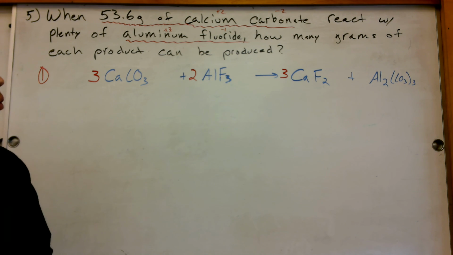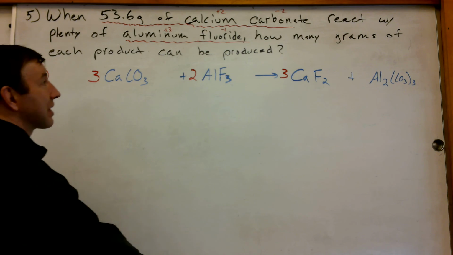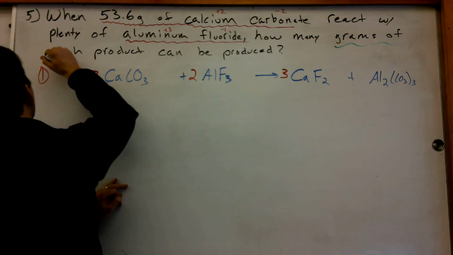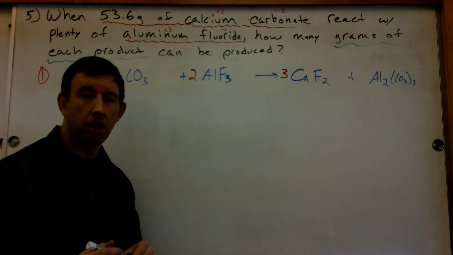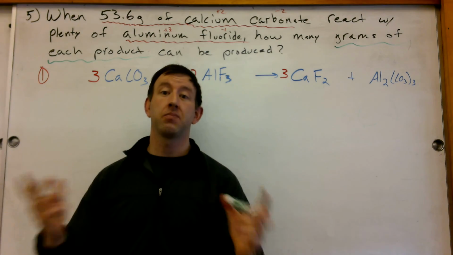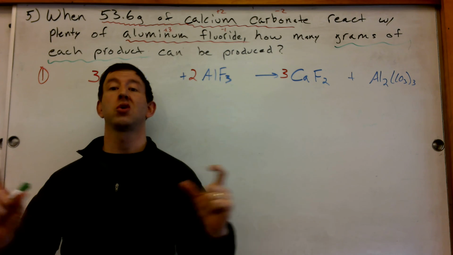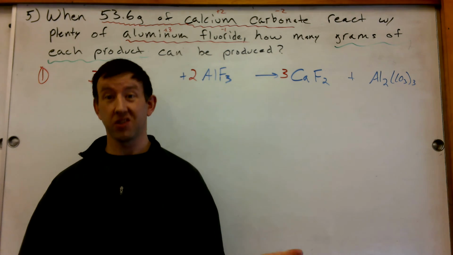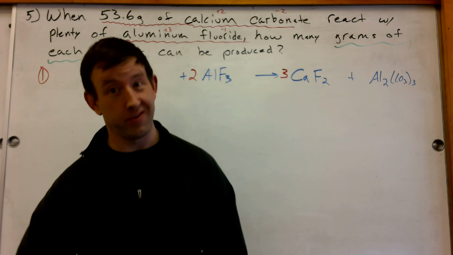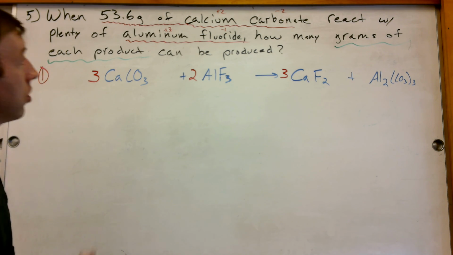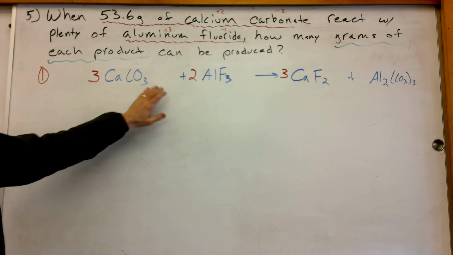So now what are we being asked to do? We want to calculate the number of grams of each product. All right, so that tells us we have 2 products. I want to know the grams of both of them. I actually have to do 2 stoichiometry problems for this question. One's enough. Now you got to do 2. Huber, what are you doing to me? All right, so how many grams of each product can be produced?